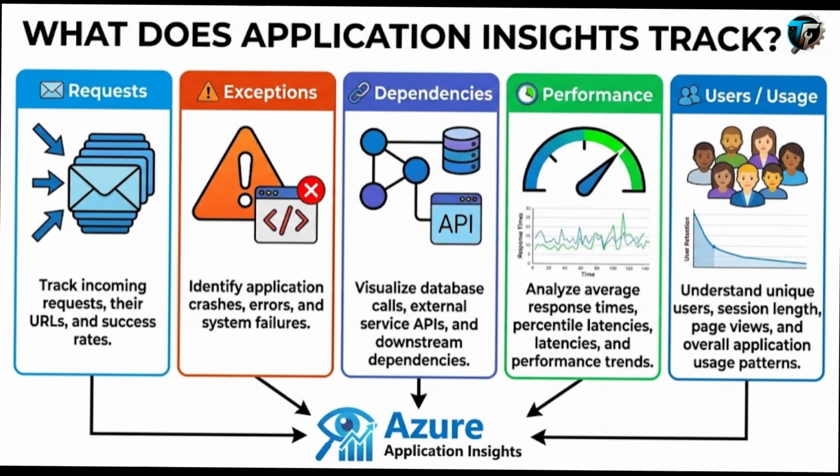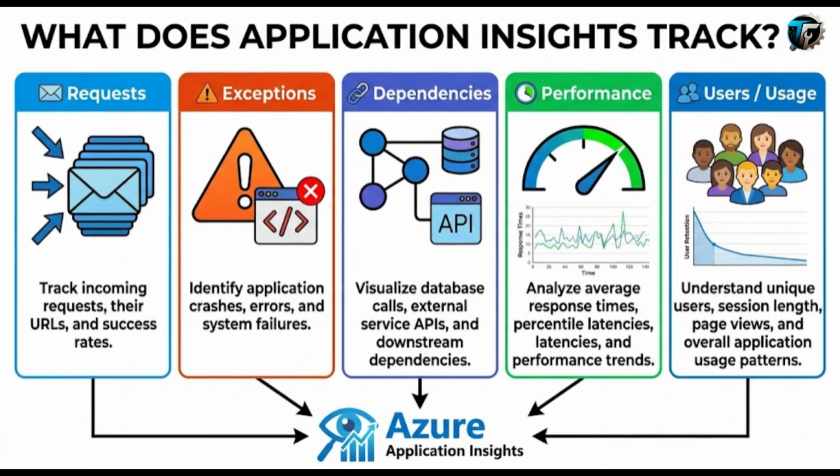Application Insights can provide visibility into several important areas. We can investigate incoming requests. We can identify exceptions. We can see dependencies, such as databases and external services. We can analyze response times and performance. And depending on how telemetry is configured, we can also understand application usage. Together, these signals help us understand what is happening inside the application.